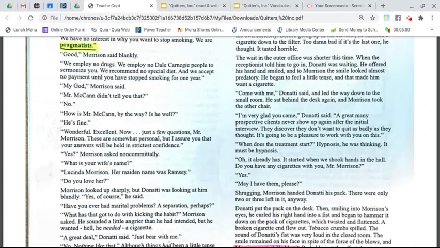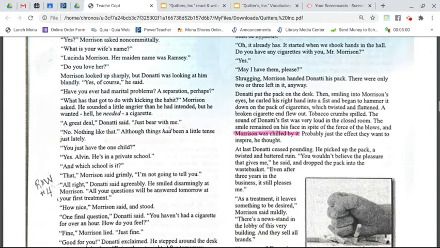"Do you have any cigarettes with you, Mr. Morrison?" "Yes." "May I have them, please?" Shrugging, Morrison handed Donati his pack. There were only two or three left in it anyway. Donati put the pack on the desk. Then, smiling into Morrison's eyes, he curled his right hand into a fist and began to hammer it down on the pack of cigarettes, which twisted and flattened. A broken cigarette end flew out. Tobacco crumbs spilled. The sound of Donati's fist was very loud in the closed room. The smile remained on his face in spite of the force of the blows, and Morrison was chilled by it.